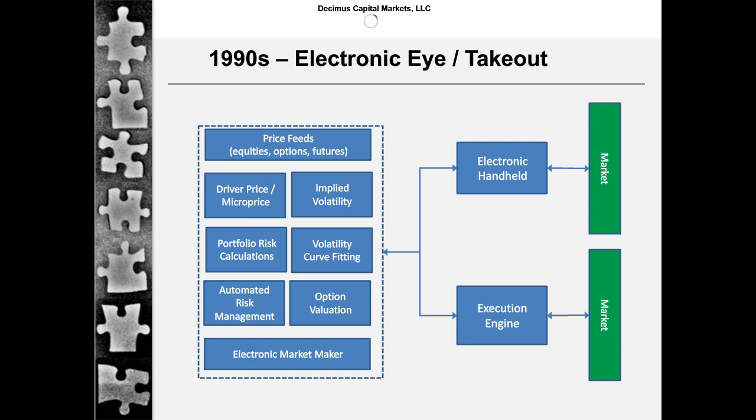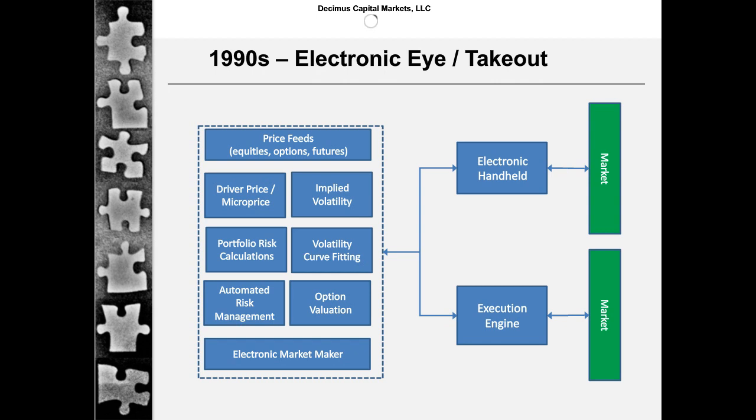with this apparatus of an ability to process price feeds, come up with estimates on the inputs to option valuation, and then volatility estimation, risk management, et cetera. It would all end up basically turning into this last box at the bottom of the big block on the left, which is called the electronic market maker.